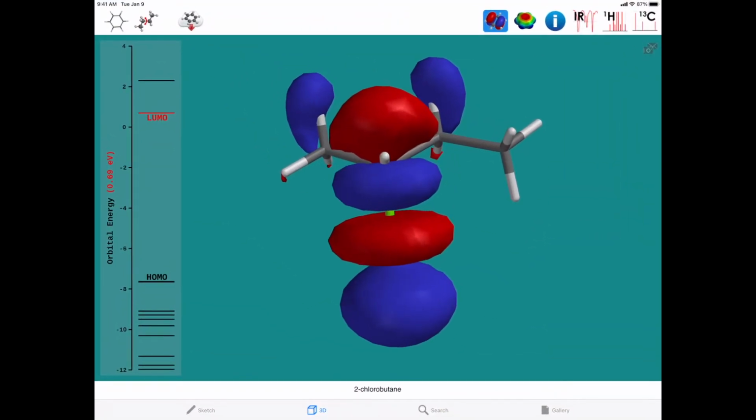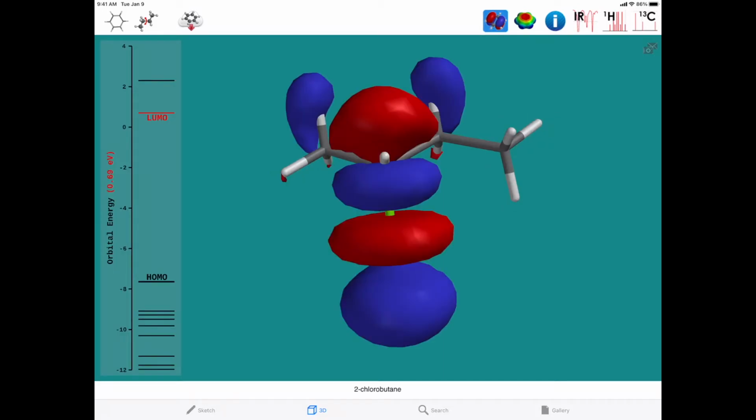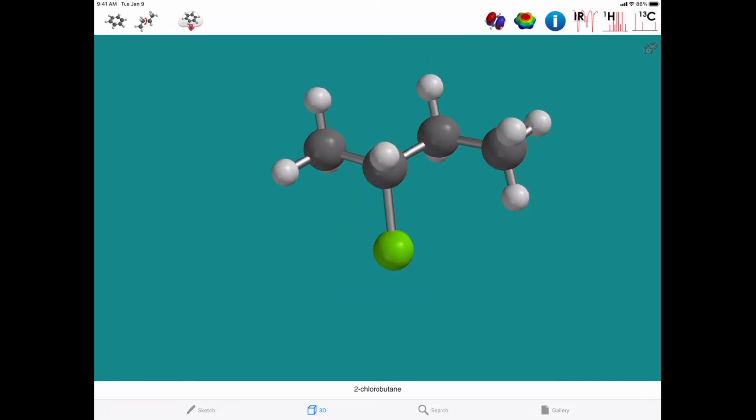Anything else about that picture that you're wondering about, or you wonder why it's that way? No? Okay, I'll bite then. The LUMO, I told you before, is the carbon chlorine sigma star. What are you noticing about those hydrogens adjacent to the carbon chlorine bond?